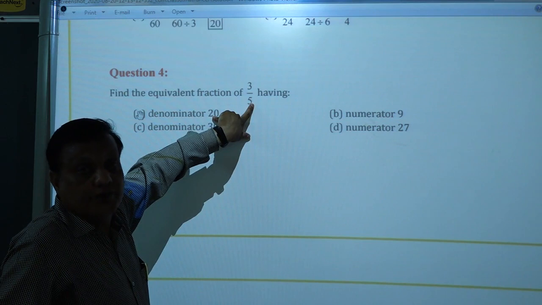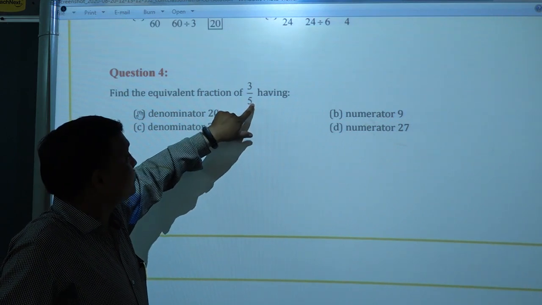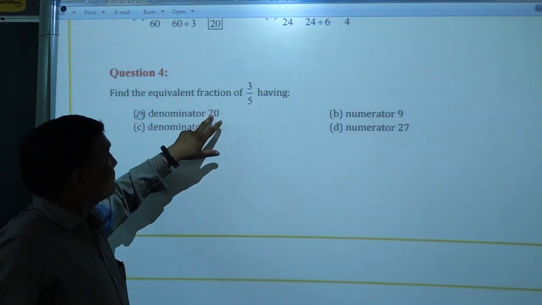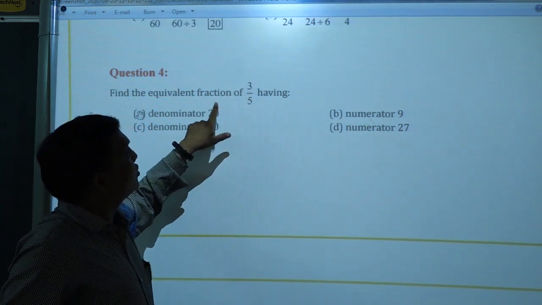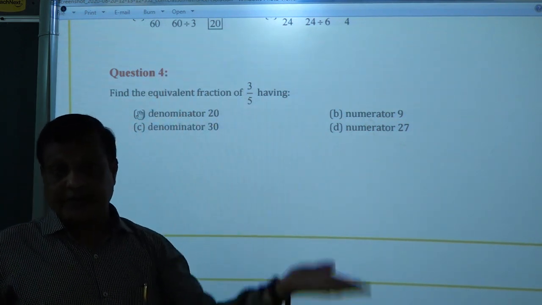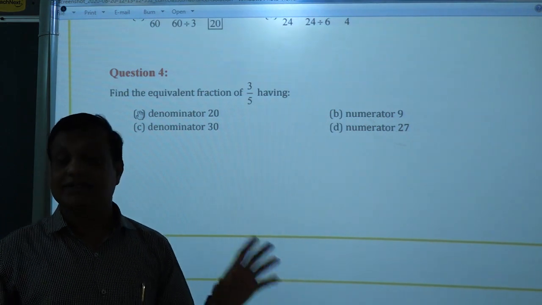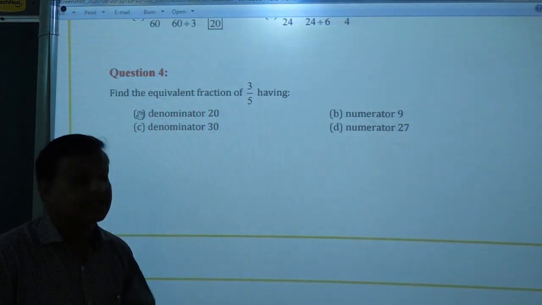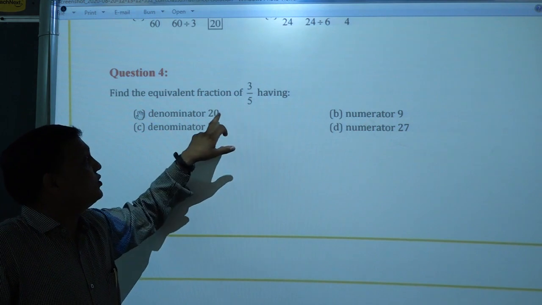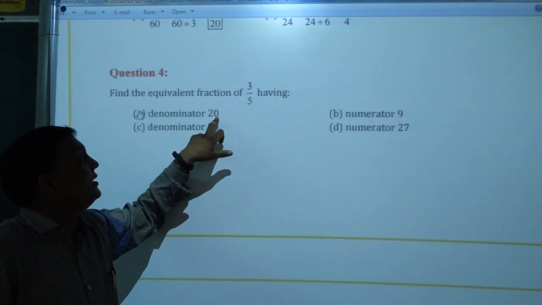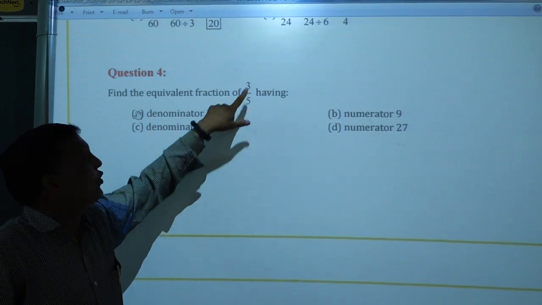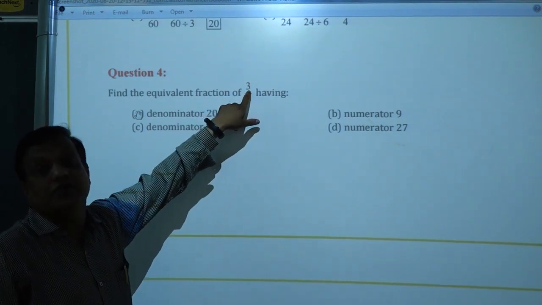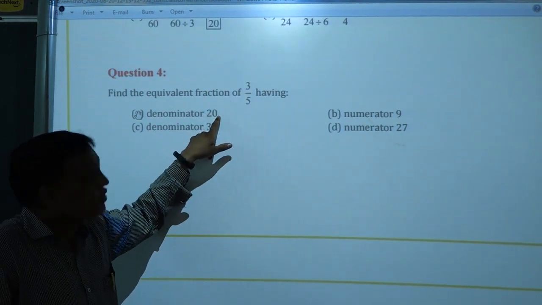The answer is 4. Sorry, the smaller number is given, and we are finding the bigger. So here 3 upon 5 is given, and 20 is in the 5 table. When 5 will become 20, 5 4s are 20, so 4 you have to multiply here. 3 4s are 12. So 12 upon 20 is the answer of this question.